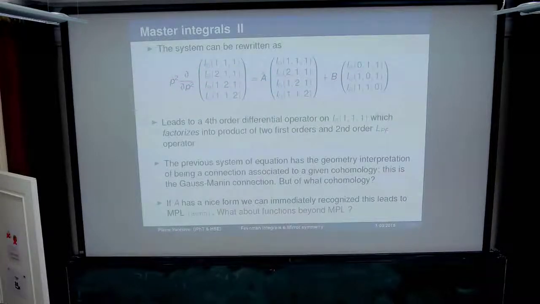You can factorize two first-order differential operators with respect to p squared, and it leaves you a second-order differential operator, the minimal operator that you find, that acts on actually all the entries of this vector. So there is a second-order, the minimal order Picard-Fuchs operator that acts on each of these integrals. I will give the Picard-Fuchs operator in a minute. But because the system is inhomogeneous, each of the integrals is not killed by the Picard-Fuchs operator. There is an inhomogeneous term.